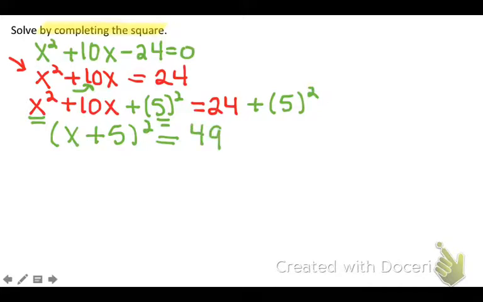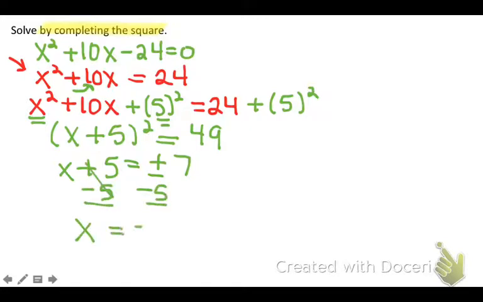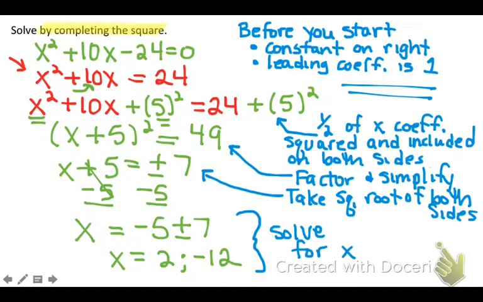The next step is to take the square root of both sides. So x plus 5 equals plus or minus 7, and now we just continue to solve. So if I subtract 5 from both sides, x equals negative 5 plus or minus 7. So x is equal to 2 and negative 12. At this point, you should pause the video and write the steps in your notebook.